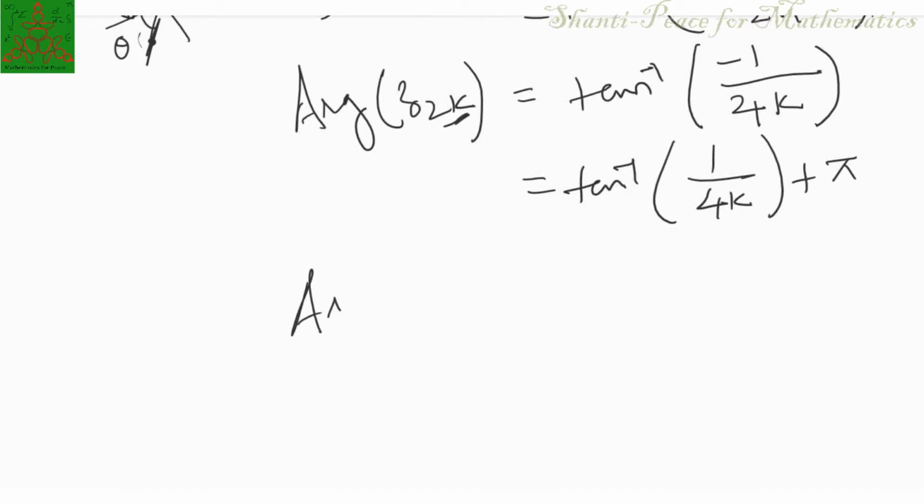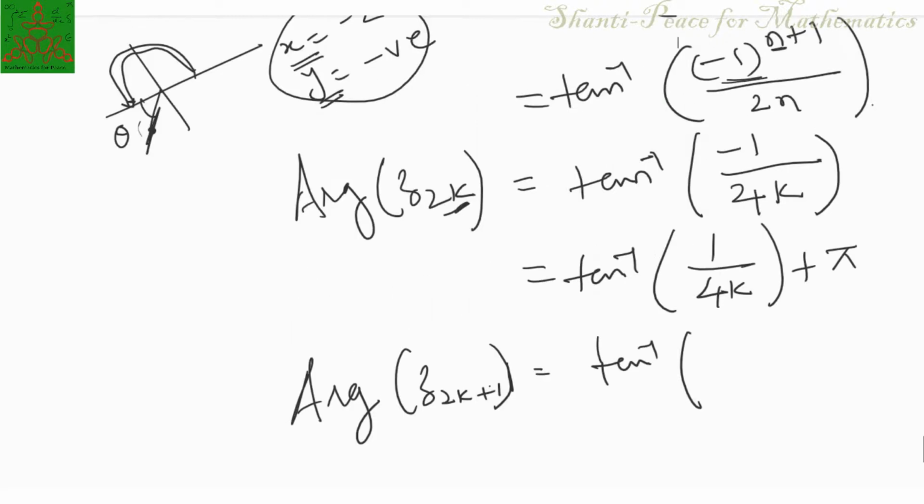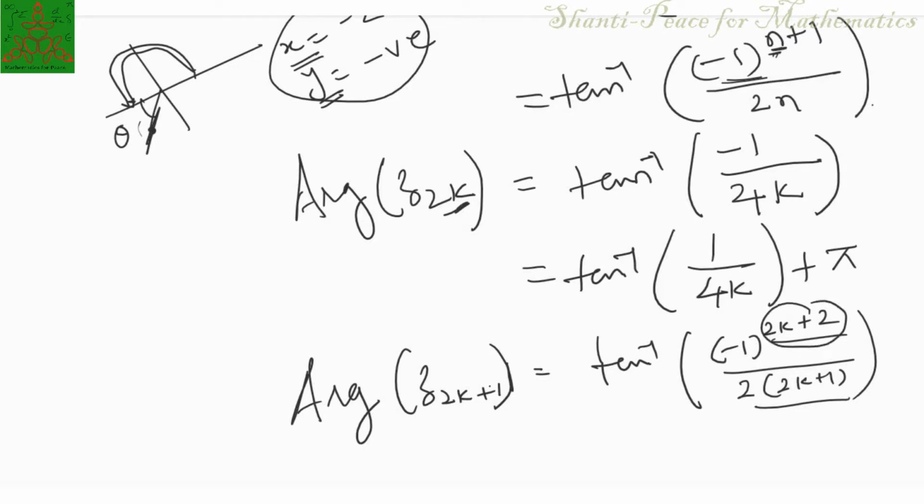Now for the argument of z_{2k+1}, that means it is an odd power, then it is tan inverse of what you will have if you substitute here, that is (2k+1+2), that is (-1) raised to (2k+2) upon 2 into (2k+1). Then that is an even number, and this is also an even number. But if this is an even number, then minus minus becomes plus, so it is tan inverse of 1 upon 2 into (2k+1).